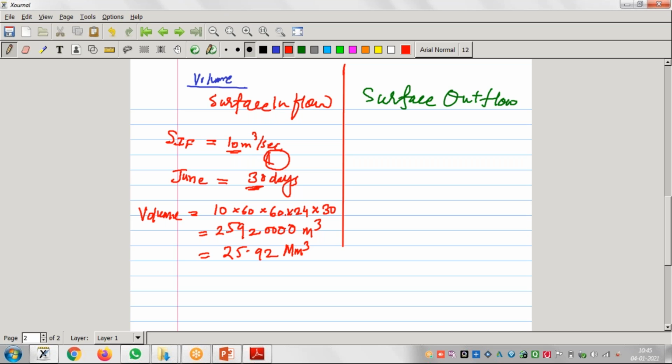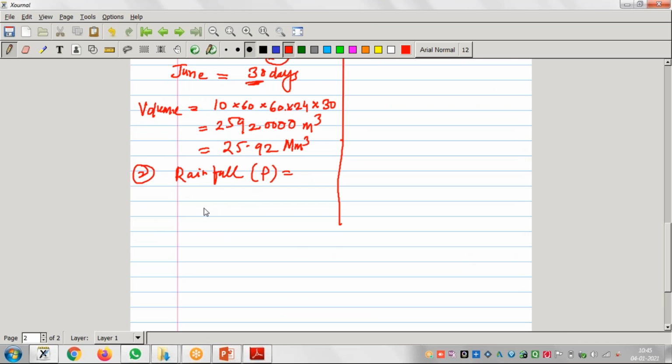Similarly, there is one more, that is rainfall, right? This is my first inflow parameter. The second is rainfall. Rainfall means P value. How much this P value is here, right? So we know that rainfall is 10 centimeter depth. And we know the area. So if I will multiply the area of reservoir, I will get the quantity in volume, right? Reservoir area is given as 20 kilometer square.